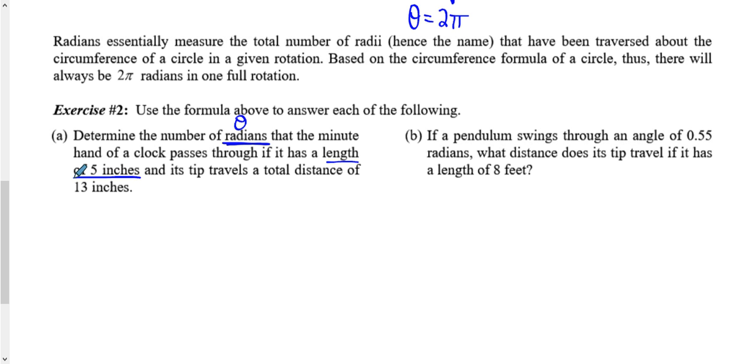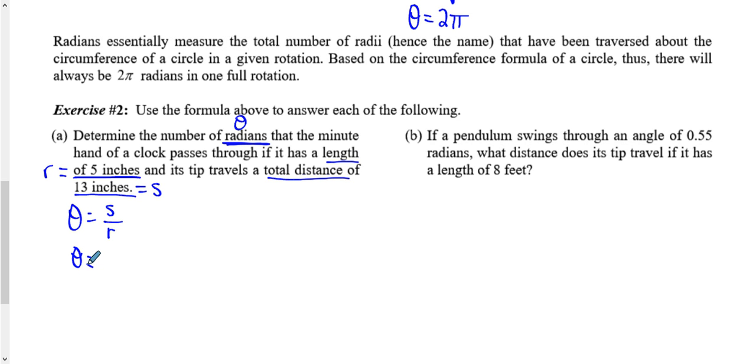We don't know how big the clock is, right? And its tip travels, oh wait, let's see. Oh, okay, sorry. I misread that. The length of the minute hand is 5 inches. So isn't that our radius? I misread that. And it actually travels a distance of 13 inches. Wouldn't that be the arc length that it travels? And what do they want to know? Theta. Okay, so up above, theta equals S over R.